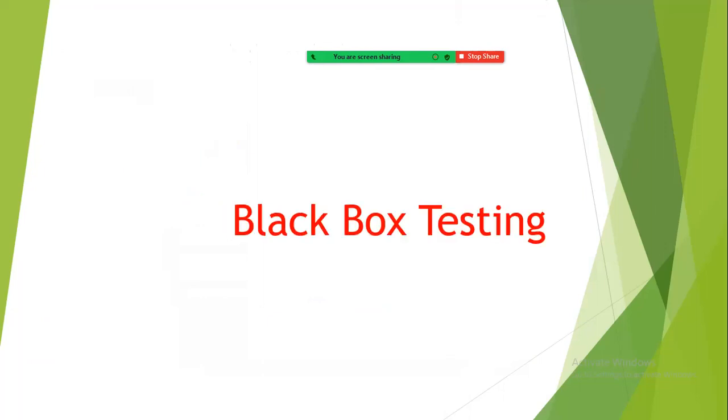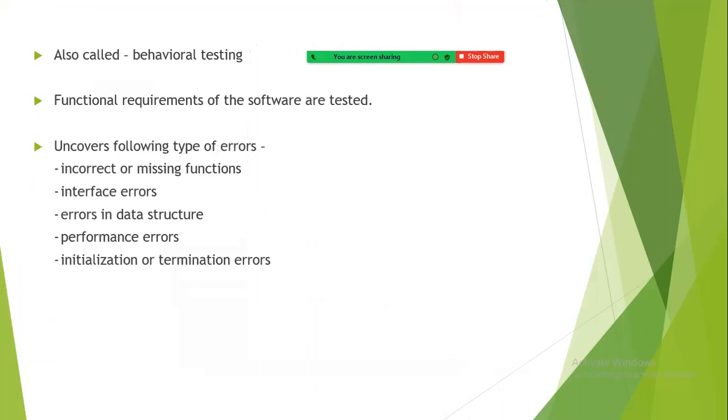Software testing. Here is black box testing. We can also call it behavioral testing. Functional requirements of the software are tested. It uncovers the following types of errors: incorrect or missing functions, interface errors, errors in data structures, performance errors, and initialization or termination errors.